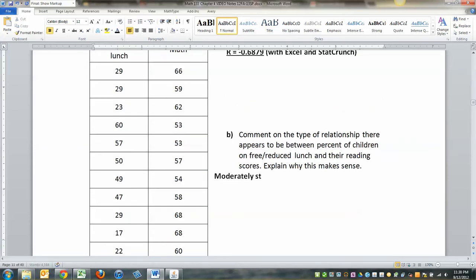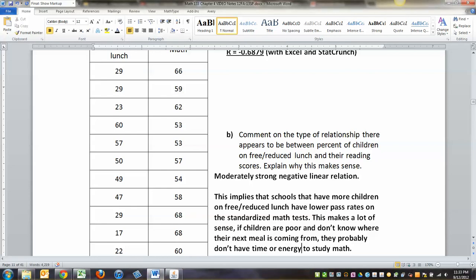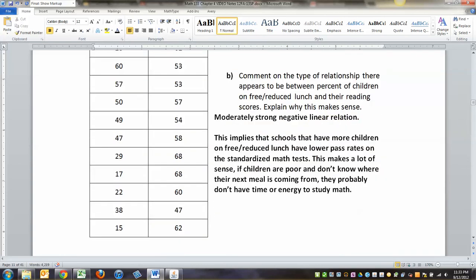Moderate, strong, negative. Oh, my dog is barking. All right, this implies that schools that have higher rates of students on free reduced lunch have lower pass rates on the math tests, which makes a lot of sense, right? If you have children that are poor enough to not know where their next meal is coming from, so that they need free reduced lunch, then they probably don't have the time or energy or perhaps parental involvement to study math. You know, their parents are working jobs trying to provide. They're not going to be able to study math and do well in those math tests.